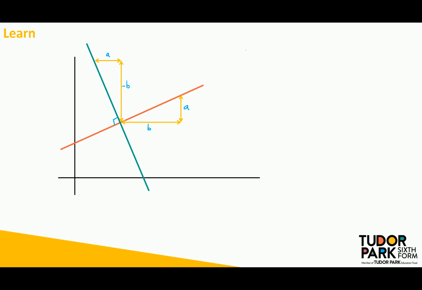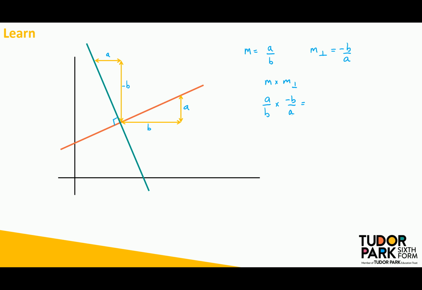Well, the gradient of the original line, m, is change in y, which is a, divided by change in x, which is b. The gradient for my perpendicular, which we often refer to like this, a little symbol here where one line meets another at 90 degrees, is going to be change in y, which is minus b, over change in x, which is a. Now what happens if I multiply those two gradients together, m and m perpendicular? Well, that would be a over b multiplied by minus b over a.